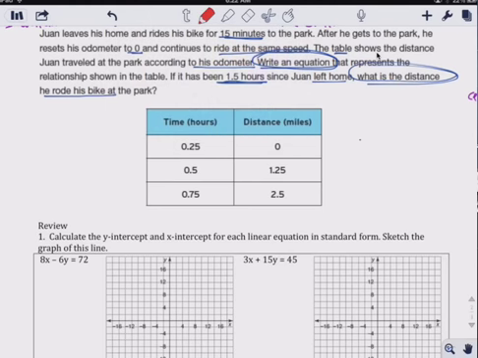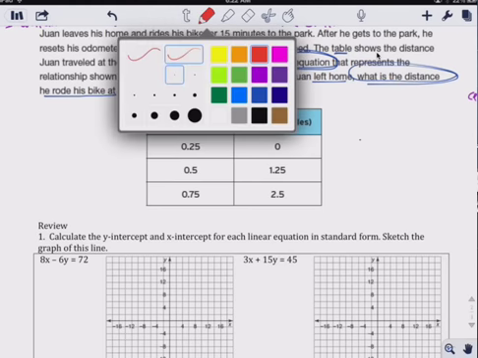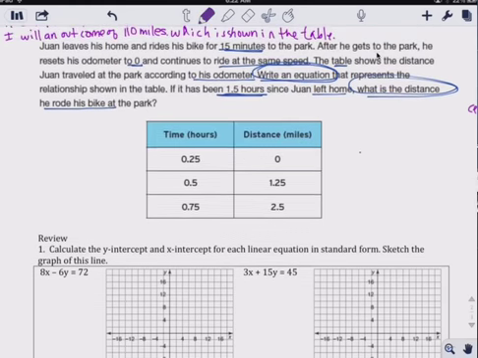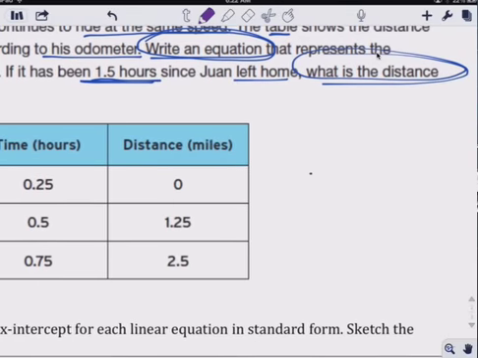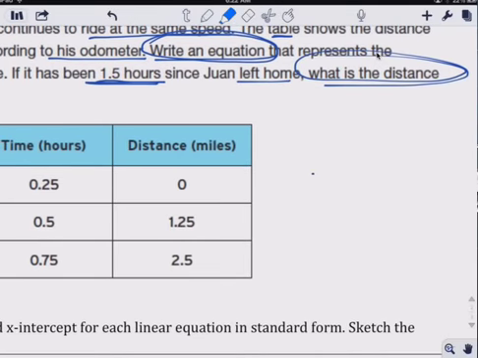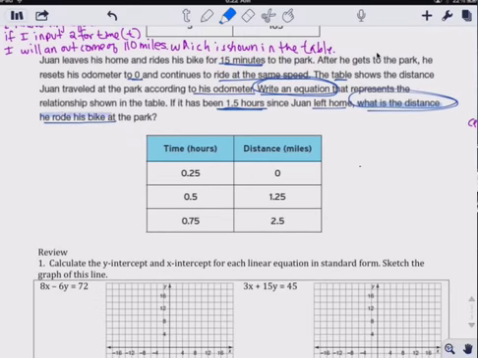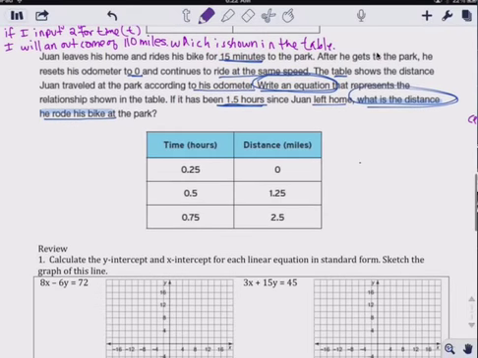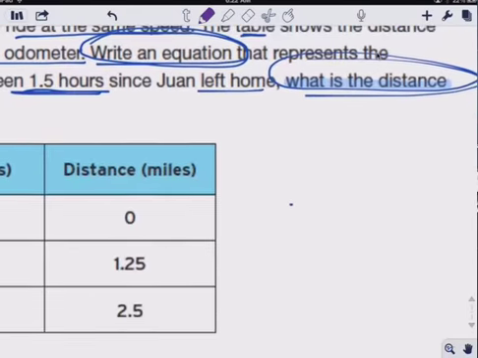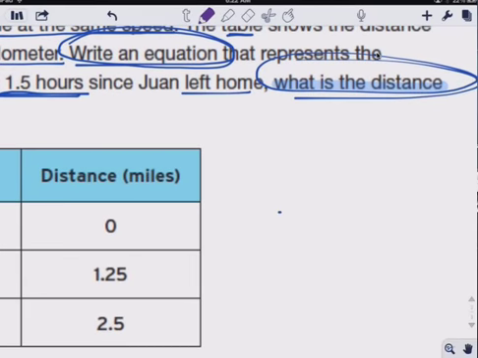Okay, so I'm going to go ahead and write the answer, because the first time I did this, I had to delete. I forgot to answer the second question. What is the distance? So I had to redo the whole video. Not fun. So let's see. What is the distance?